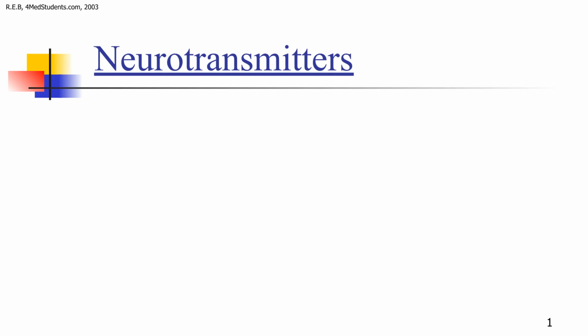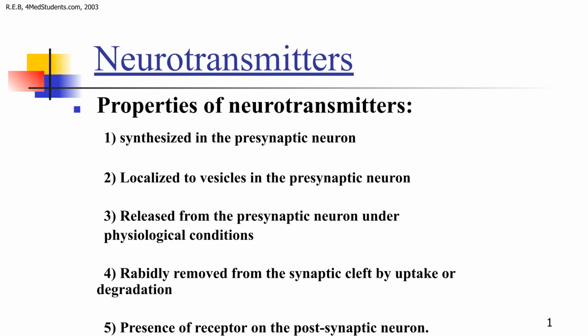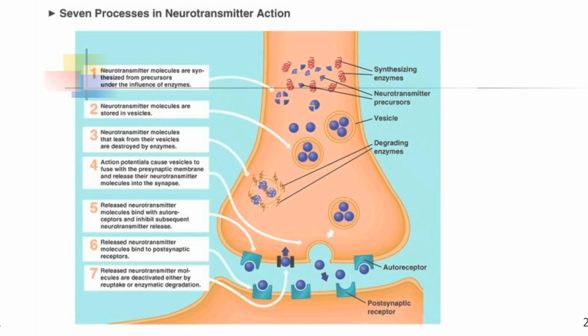This video will discuss neurotransmitters. Neurotransmitters must be synthesized in the presynaptic neuron, localized to vesicles, and released under physiological conditions. They must be rapidly removed from the synaptic cleft, have a receptor on the postsynaptic neuron, and elicit a biological response when they bind to the receptor.